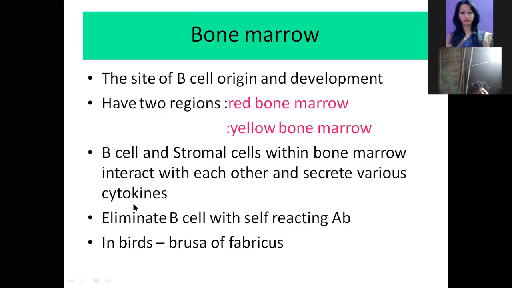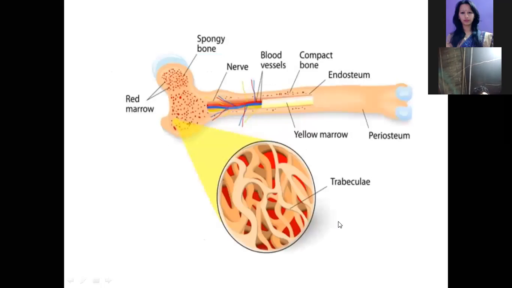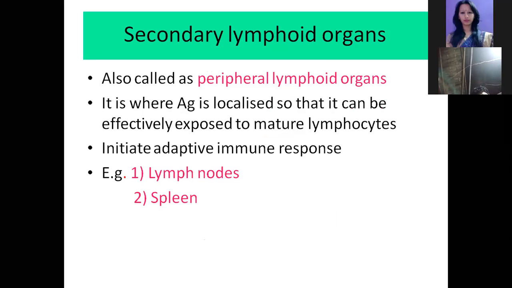When these B cells are present within the bone marrow, they may self-react, so the B cells with self-reacting antibodies are eliminated. This B cell will produce some antibodies, and when they produce these antibodies, they will start reacting with the antigens. Okay, so this is what happens in the bone marrow.